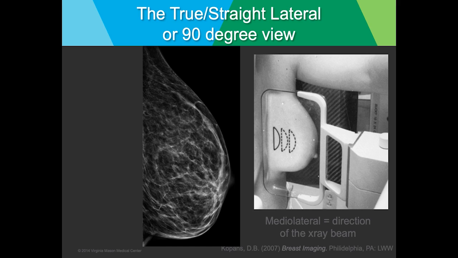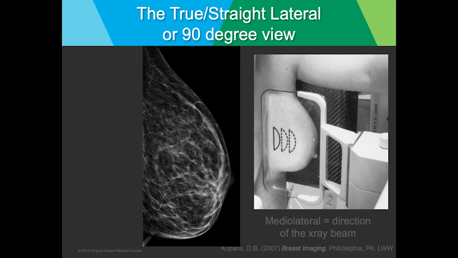Additionally, often stereotactic biopsies, as well as mammographic wire localization, is performed either from a 90-degree projection or CC, so it also helps with procedural planning. Additionally, when true laterals are used with magnification of calcifications, it will show the classic teacup finding of benign calcifications, which I will demonstrate in a moment.